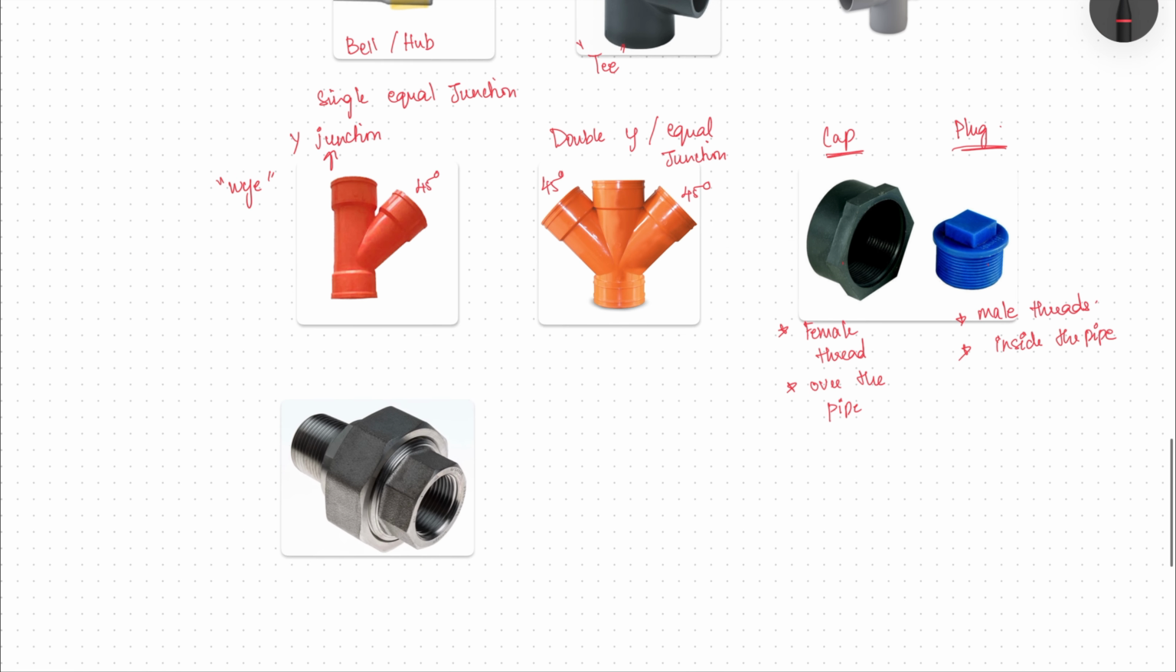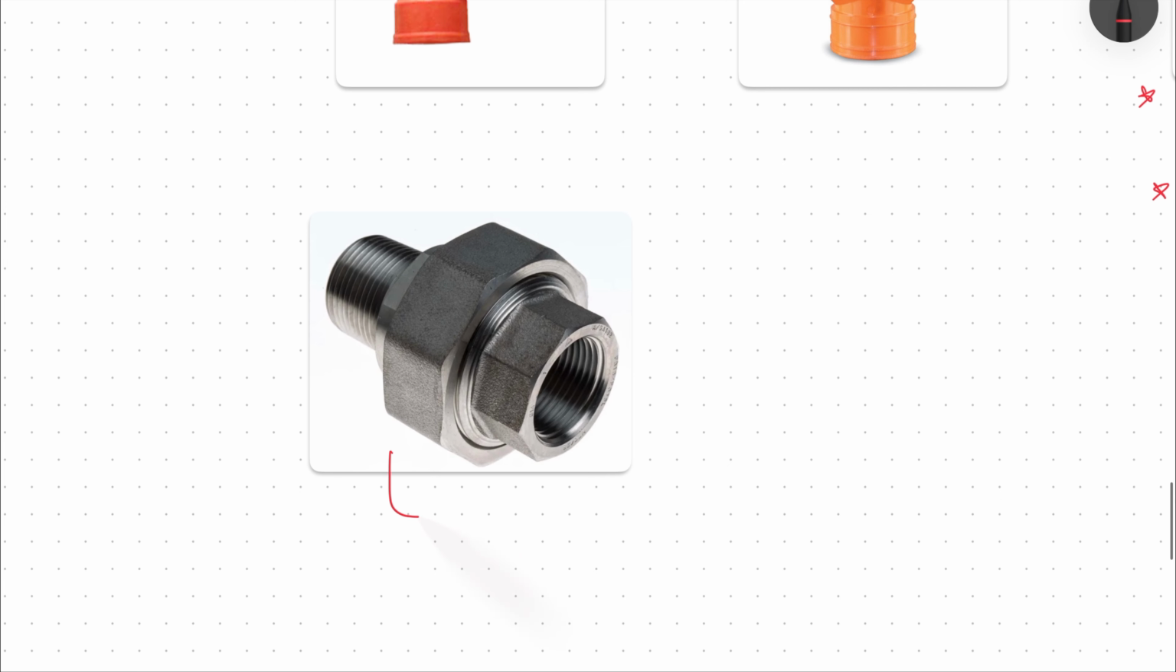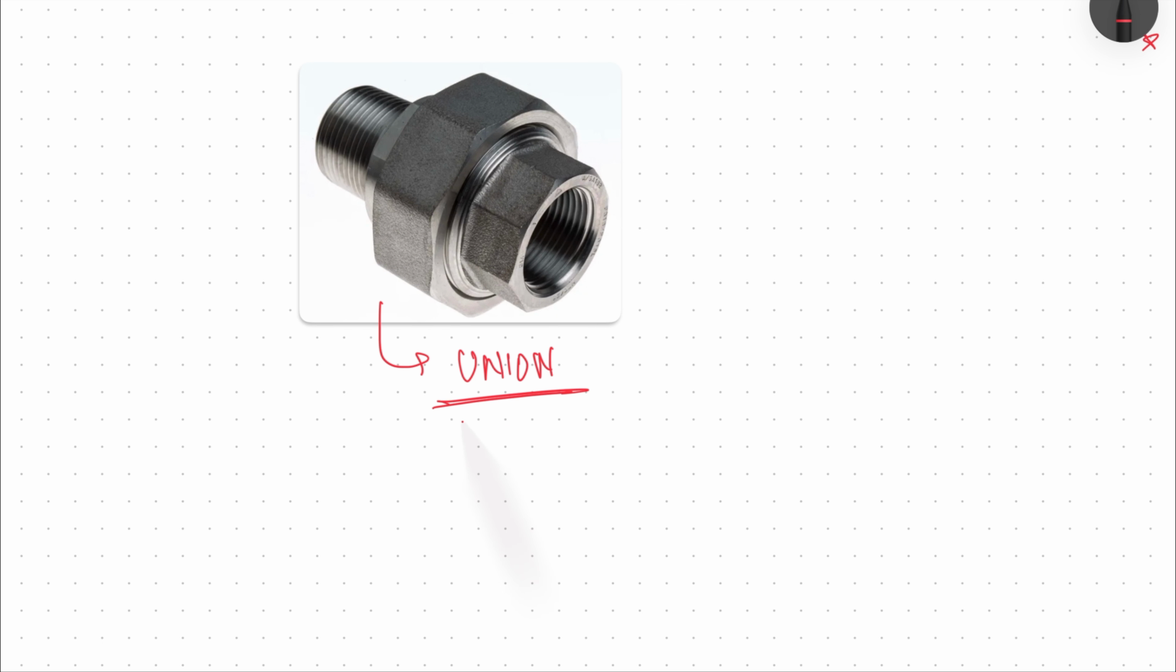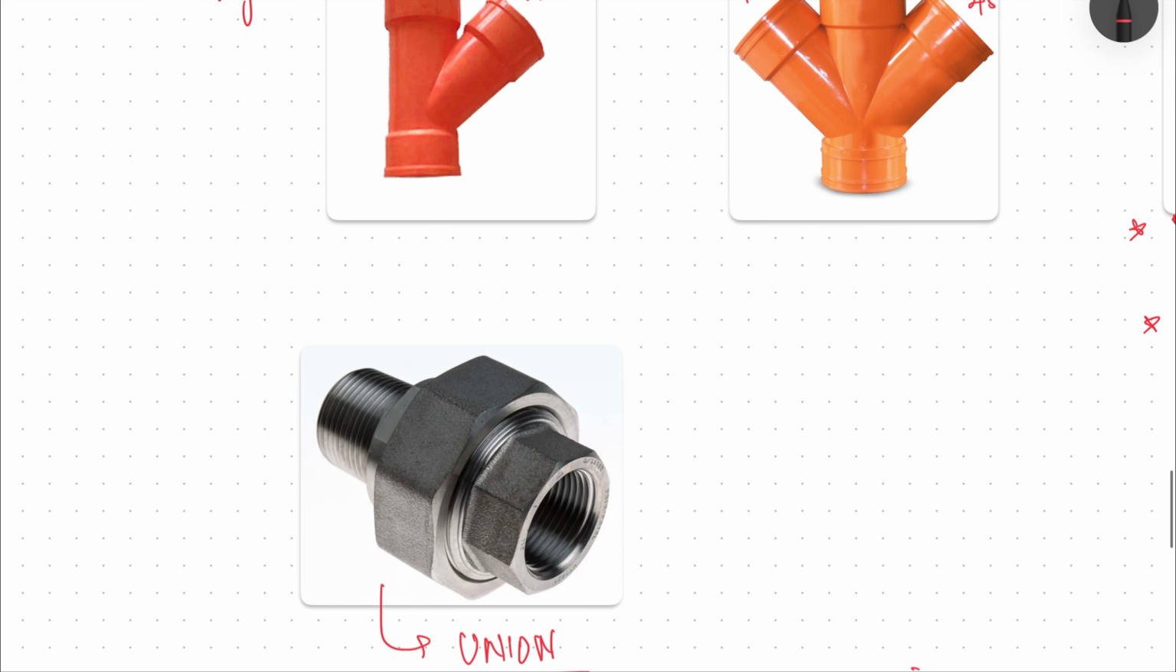Then you have union. So this is union. Union has basically three parts, but it also does look like a socket or a nipple. But the main thing is that it can be easily disconnected. Your union consists of three parts. It has the screw, the female part, and the male part. Sometimes it can be female and screw, sometimes it can be male and screw. Anything can be union, but the main purpose of using union is that it can be easily disconnected.